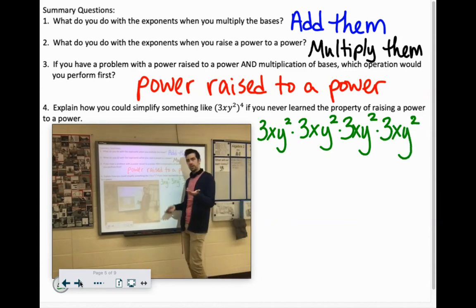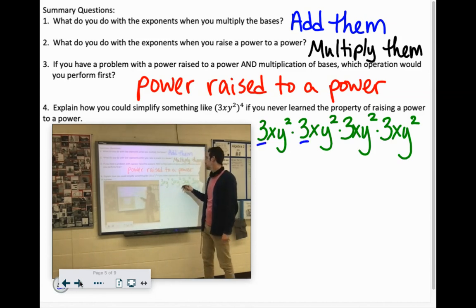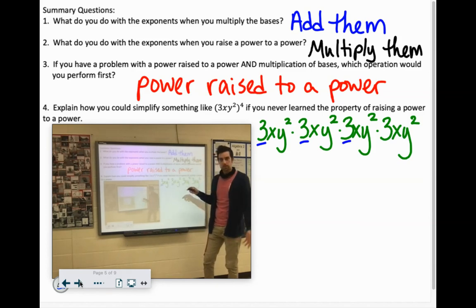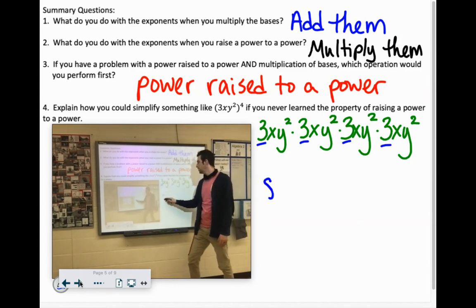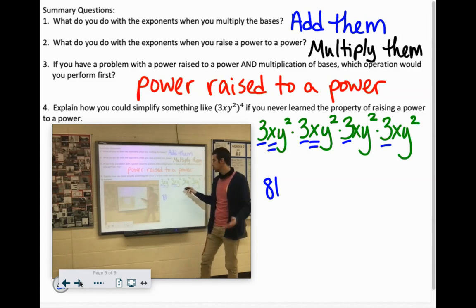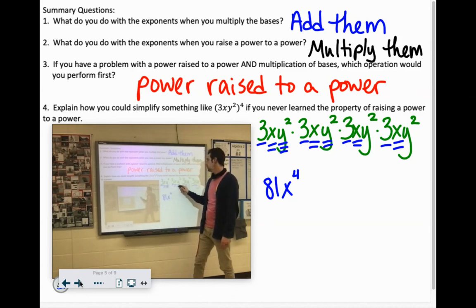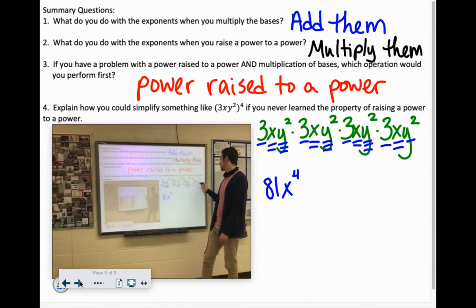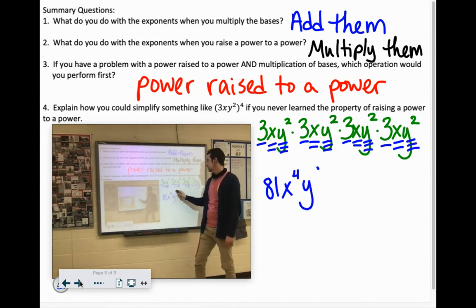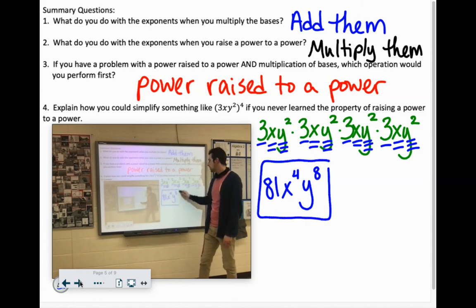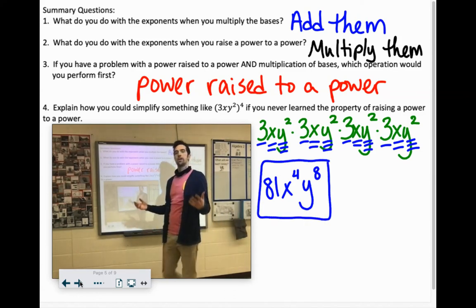And you can multiply all the stuff that you know how to multiply. Like, I can do 3 times 3 is 9, times 3 is 27, times 3 is 81. I could multiply x times x, x squared, x to the 3rd, x to the 4th. And then the y's, remember, you're adding the exponents. So 2 plus 2 is 4, 6, 8. So you can stretch it out and use some old properties that you might remember.